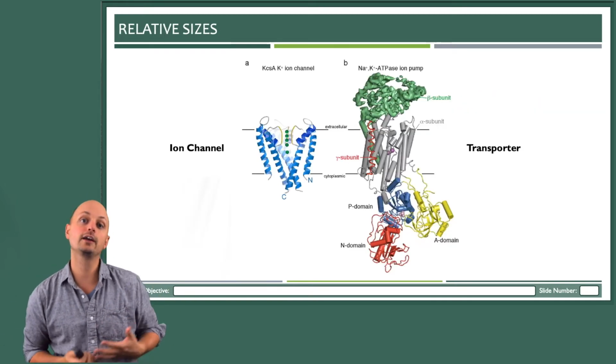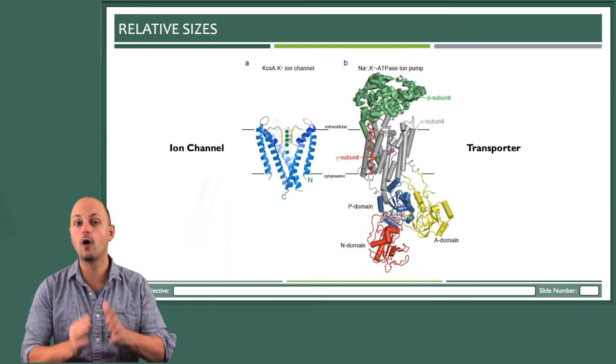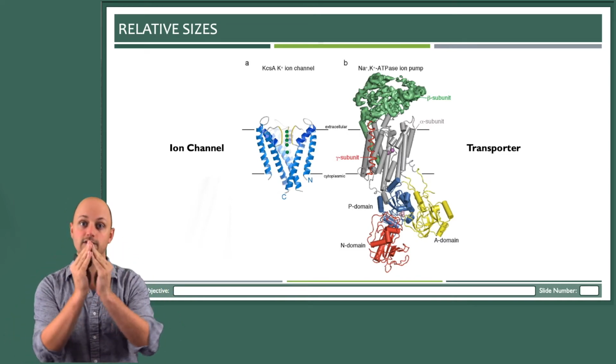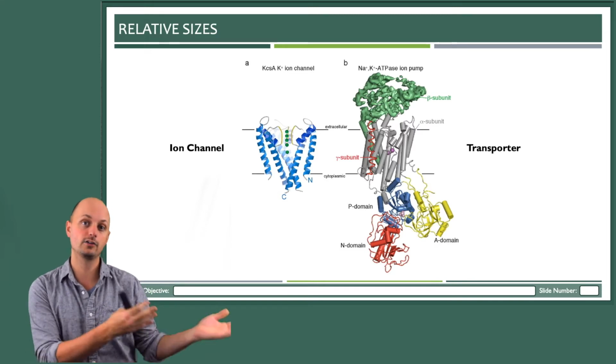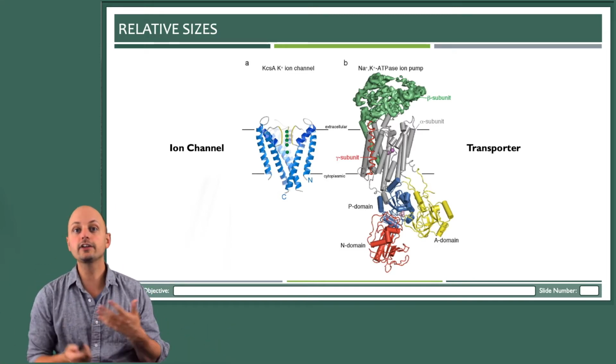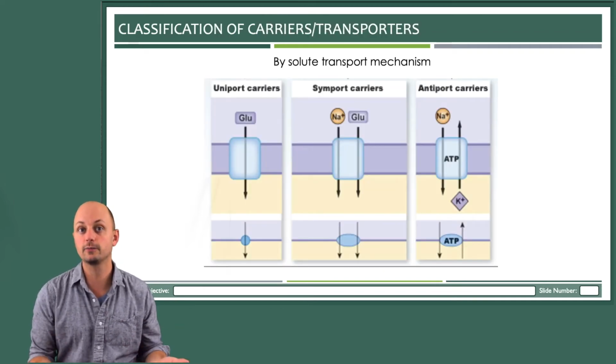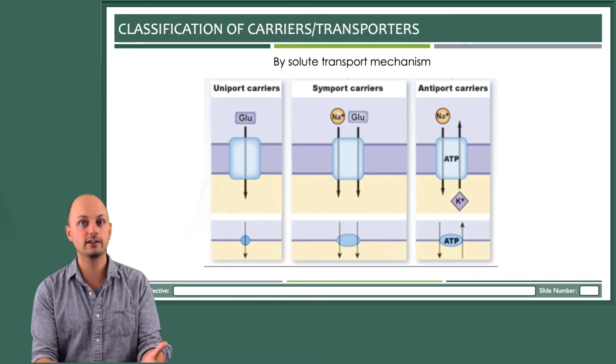Now, from this slide, we can also see that carriers tend to be larger than ion channels, and that's probably due to all of those different conformational changes that they have to make that ion channels don't, open or closed. Carriers can also be classified based upon the number of solutes that they transport and the direction that they transport them.